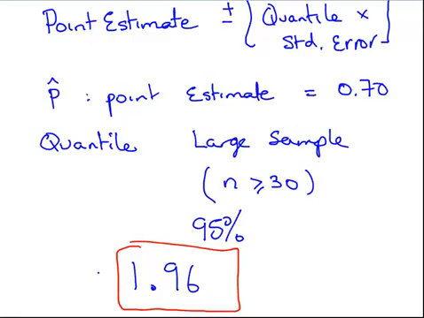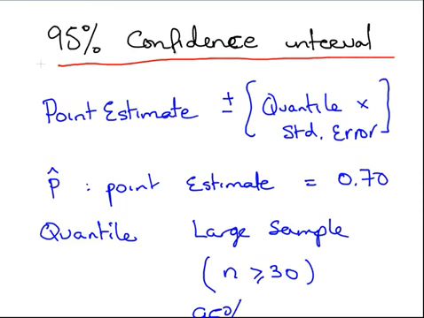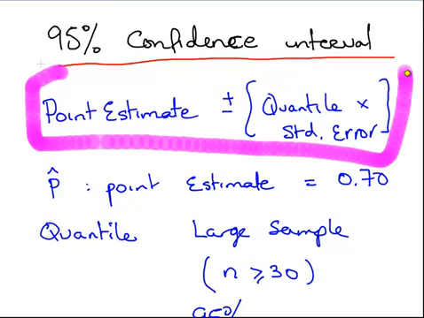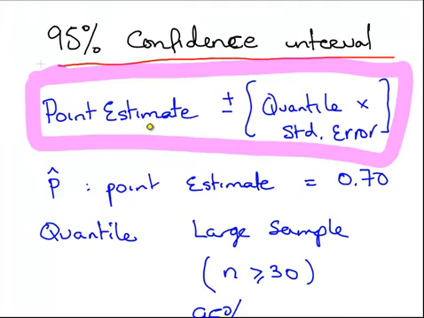Now, the last part, the standard error. This is the general structure for a confidence interval. No matter what type of interval you're working with, they always follow this structure, so you just have to amend it each time. So we have the point estimate, the quantile. All we have to do now is calculate the standard error.